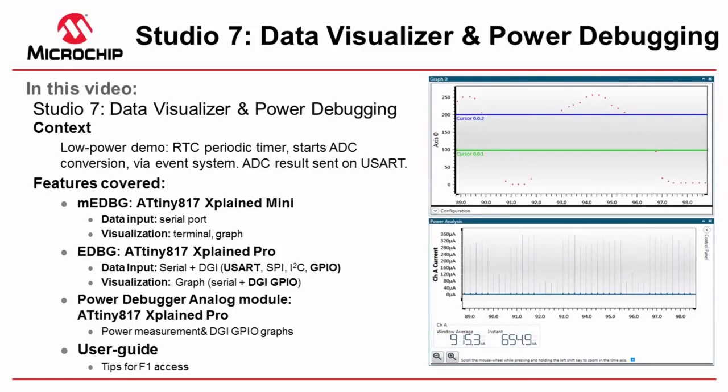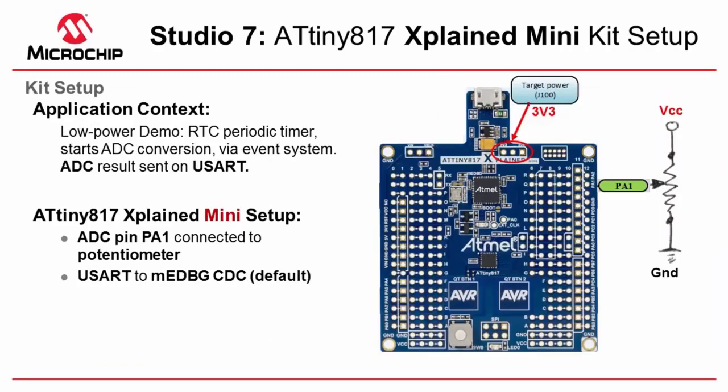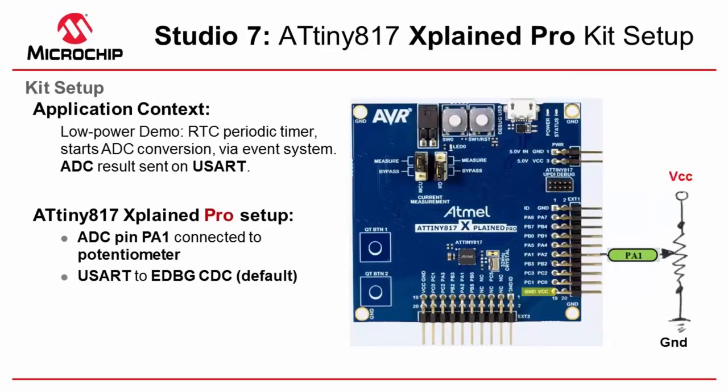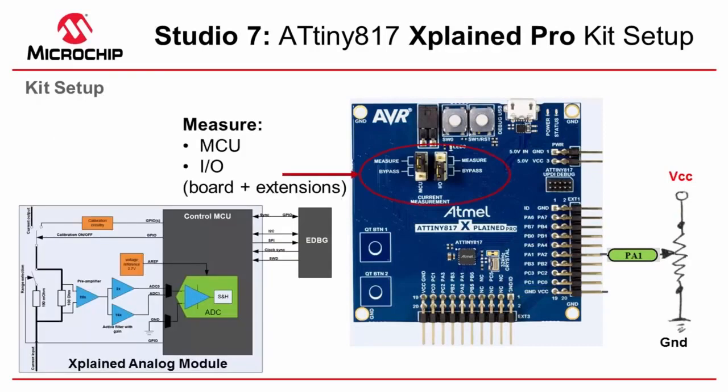Okay, so the demo that I have is a low power demo with the ATtiny817. We're using an RTC periodic timer starting an ADC conversion via the event system and then sending the ADC result on the UART. The ADC pin we use is PA1, which is connected to a pot between VCC and ground. The UART is automatically available on the embedded debugger CDC. On the Xplained Pro, there's a similar connection with the pot, and the UART is again automatically connected to the EDBG.